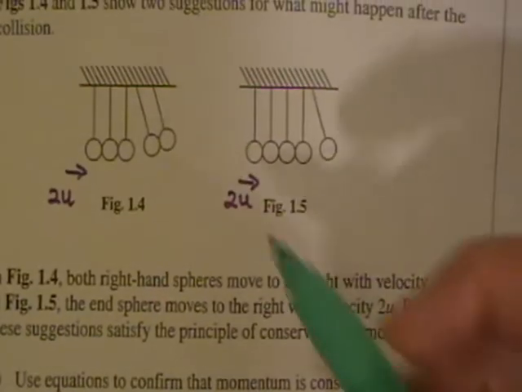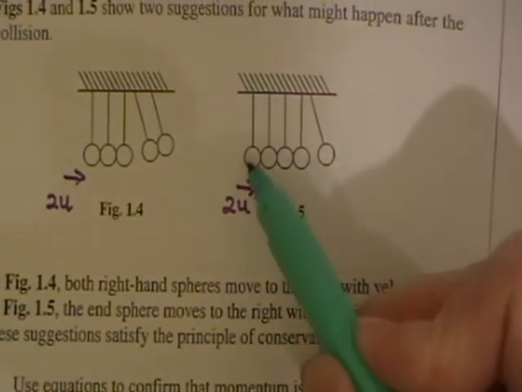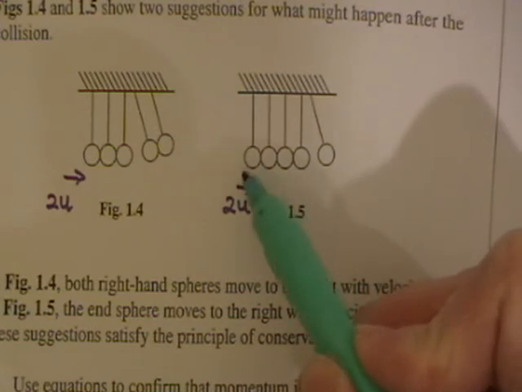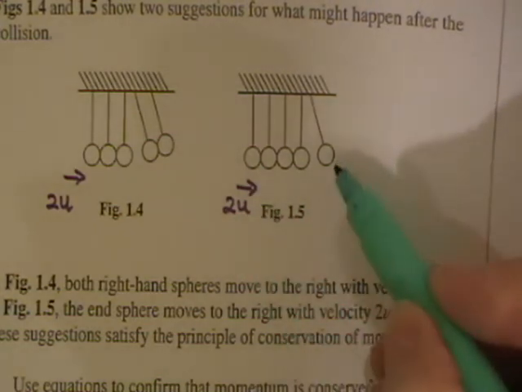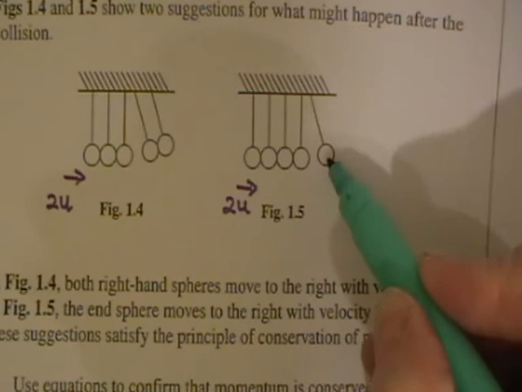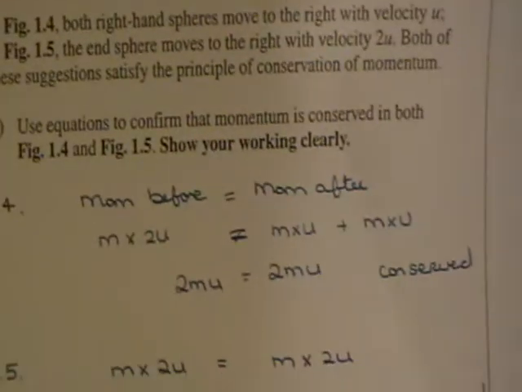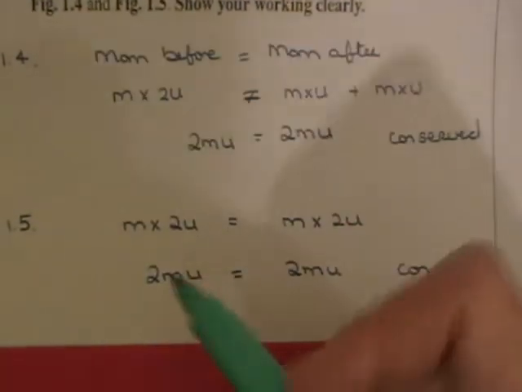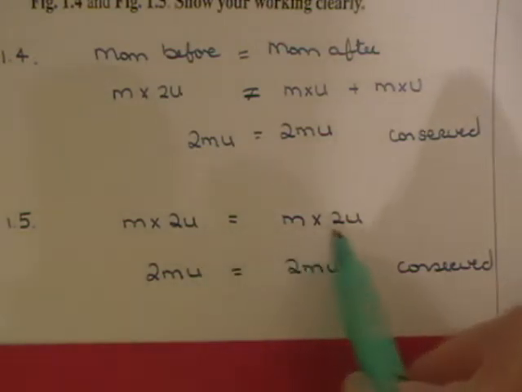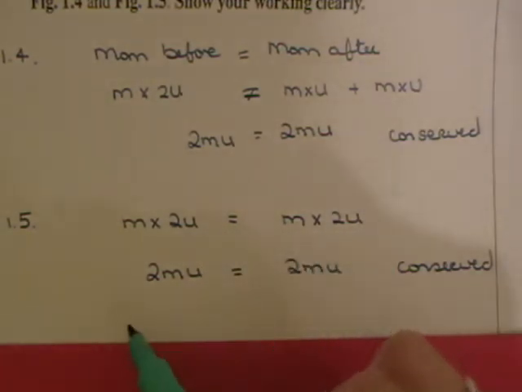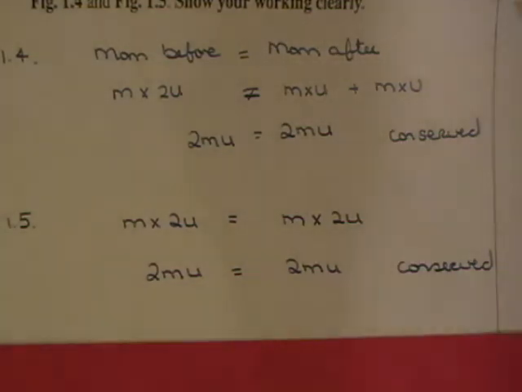In the second diagram, you've got your first sphere pulled out with a velocity of 2u. And at the end you've got a sphere, mass m, velocity 2u. And so m times 2u beforehand is equal to m times 2u afterwards. Momentum before and after is 2mu, therefore momentum is also conserved in figure 1.5.